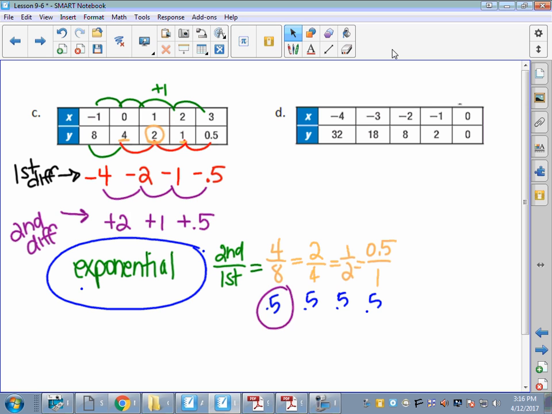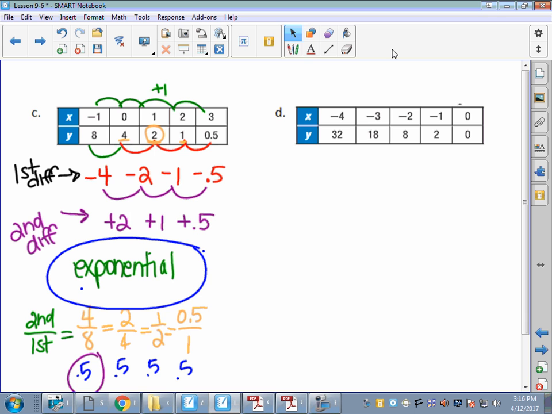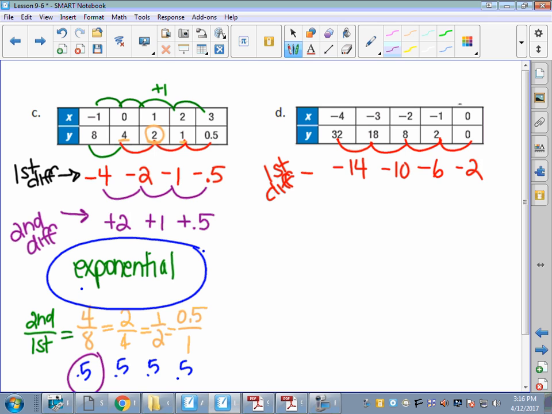I'm going to just move this down here. So do we even need to look at the X's? How about the Y's? 32 to 18. How do we get from one to the other? Seems like we subtract 14 if my math is right. 18 to 8, that's minusing 10. 8 to 2 is subtracting 6. 2 to 0 is minus 2. So first differences are not equal, which means it's not linear. So that means I got to keep going.